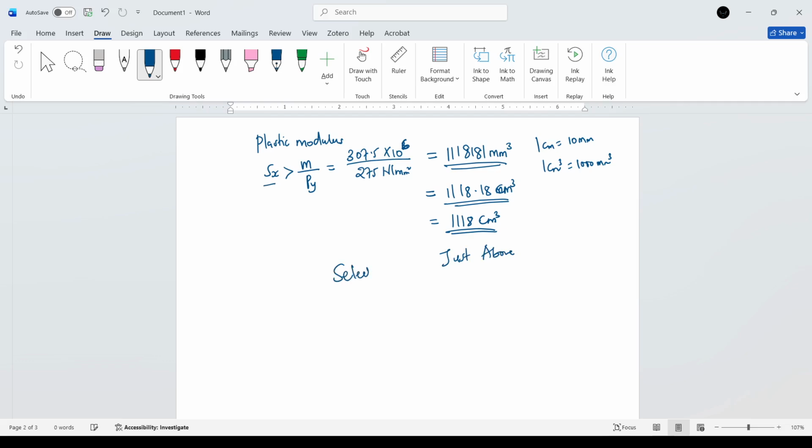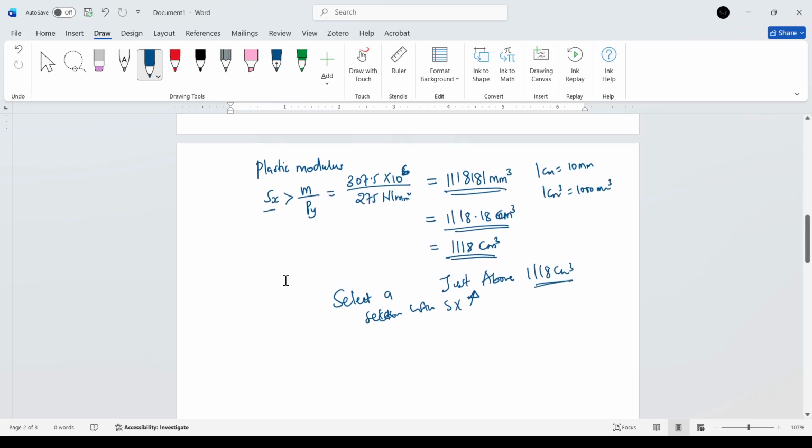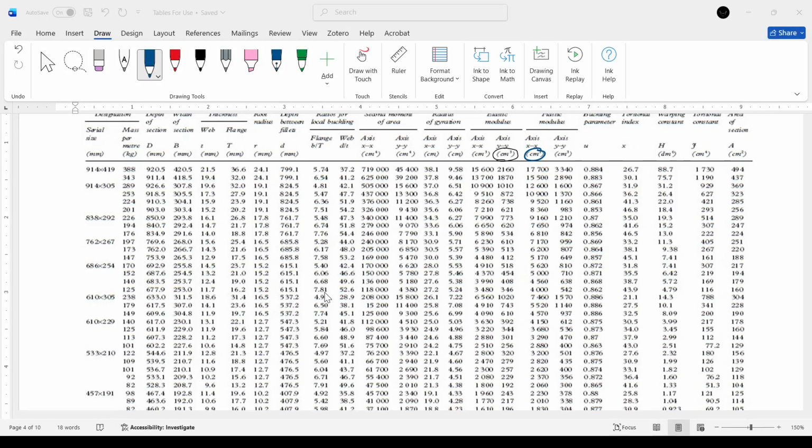Select a section with SX just above 1118 centimeters cubed. Haya, si mimi niende ni select yangu, si pia nyinyi select yenu, you already have the documents. Select yours, or you can see how I select mine if you want to see how I select mine.